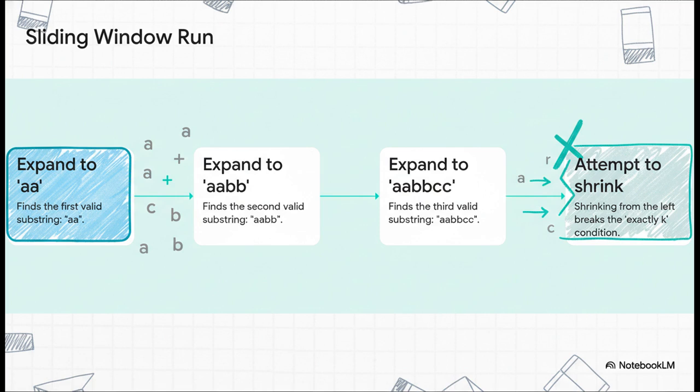It finds AA. Yep, that's valid. It keeps expanding, finds AABB. Also valid. It goes all the way to the end and finds AABBCC. Perfect. But what happens now? Once it's got the whole string, what if we try to shrink it from the left to find other substrings? Well, the condition immediately breaks. And that's it. The sliding window approach finds exactly 3 valid substrings.